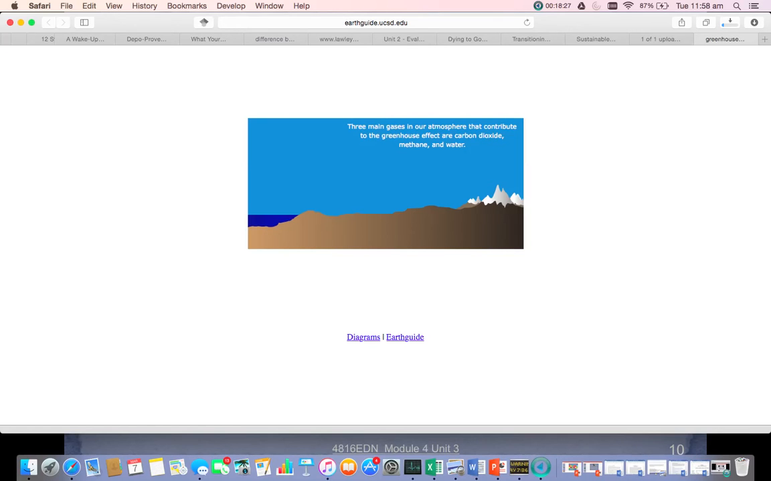Okay, so now we're on the surface of the Earth. So three main gases in our atmosphere contribute to the greenhouse effect. So they're carbon dioxide, methane, and water. These gases absorb the infrared radiation emitted by the Earth and re-radiate the energy as heat back towards the Earth, causing a warming.